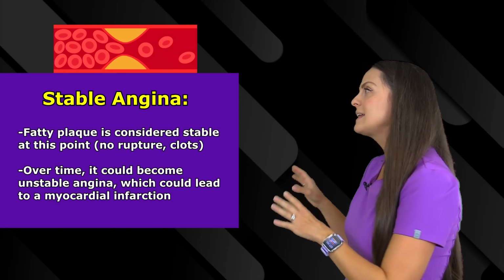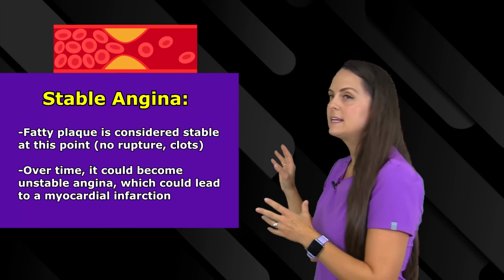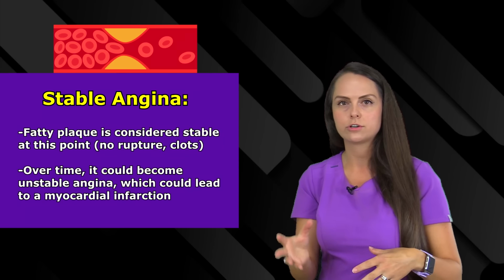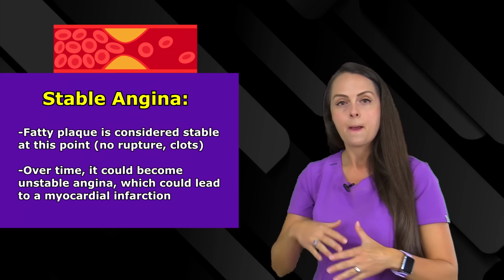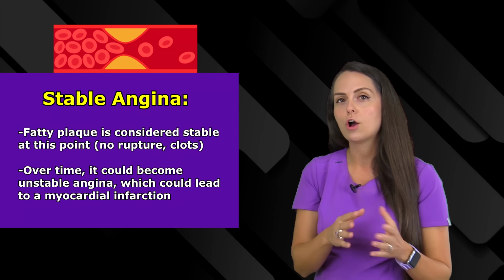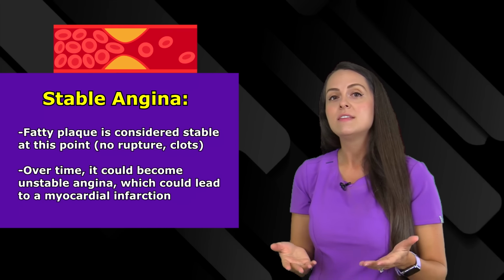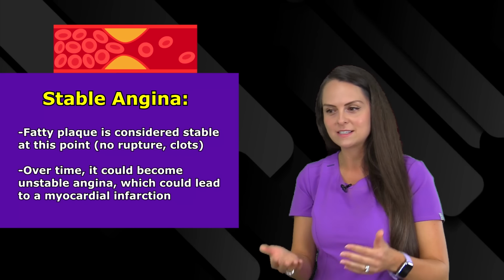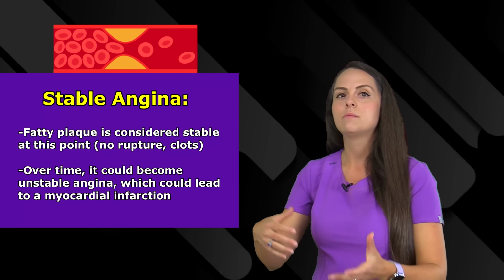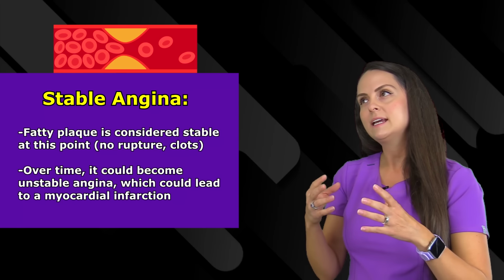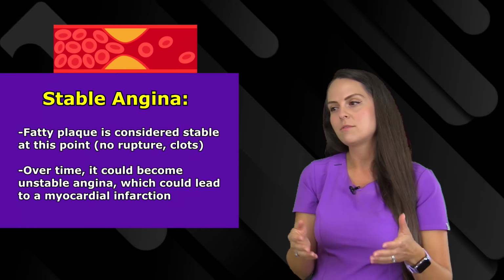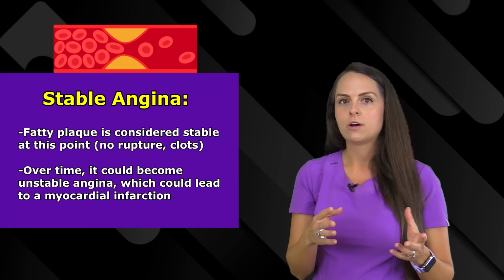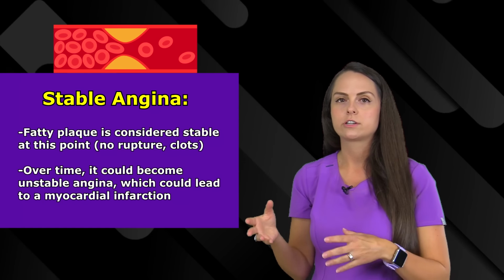Now, this fatty plaque that is in this patient's artery is right now considered stable. It's not causing any problems. It hasn't ruptured, causing a clot to form and blocking blood flow. But over time, chances are this plaque could become unstable and lead to unstable angina, which can lead to a myocardial infarction. So really, this may help you think of stable angina as being that first step that happens early on before a myocardial infarction happens.